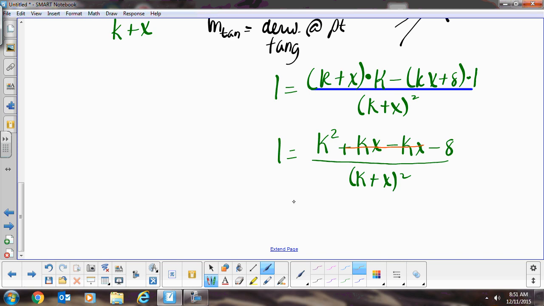They canceled. So now I'm going to have 1 is equal to, oh, what didn't I bother to look at? Oh, I still have to finish this. What did we say? Where did we get the 1? Oh, we might not need this. Okay, so we've got k squared minus 8 all over k plus x quantity squared.